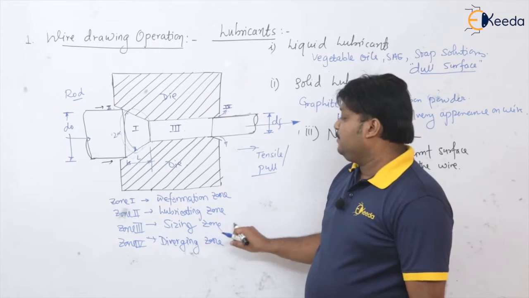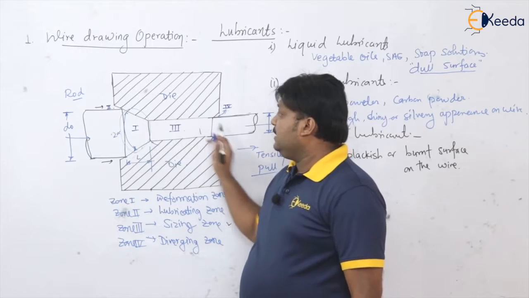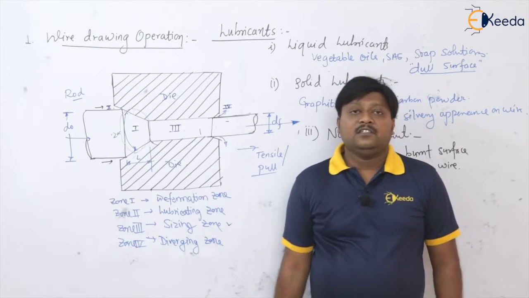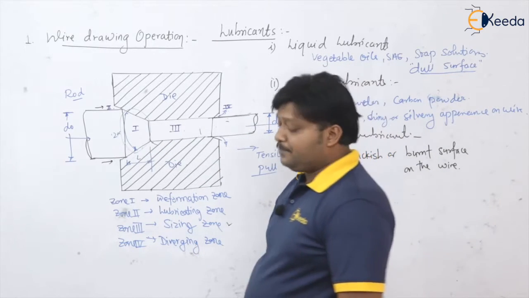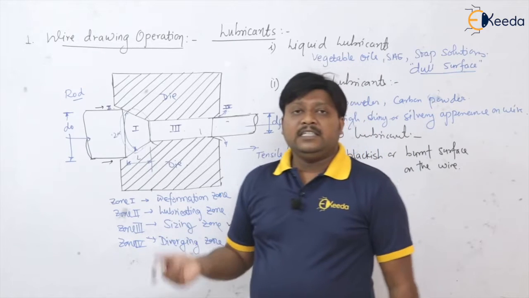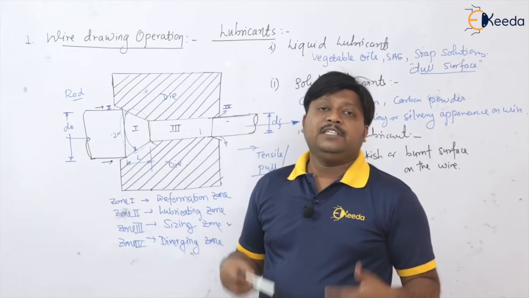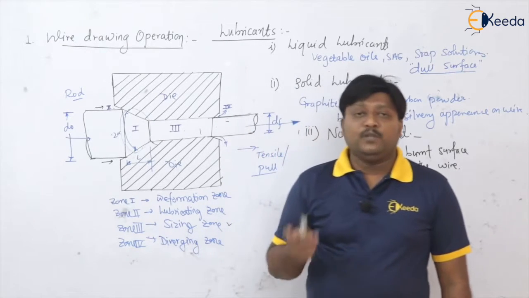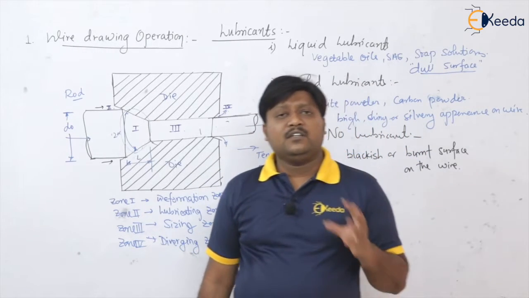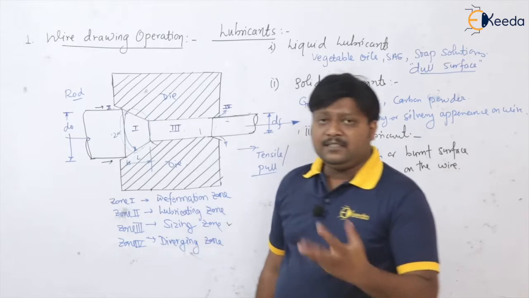If I talk about the third zone, that is the sizing zone, you can see here this is the only zone with a straight line, otherwise all these are conical in shape. Basically the sizing zone is provided in this die for converting the elastic deformation, or the elastic recovery, back into plastic deformation. We know that to convert the entire elastic deformation into plastic deformation, we have to keep the load for a certain amount of time. And that is what we are doing here.